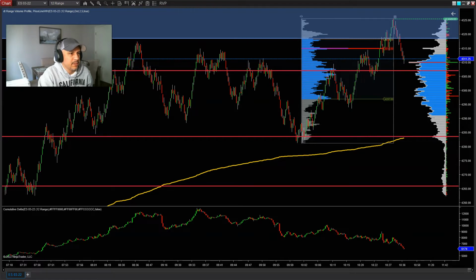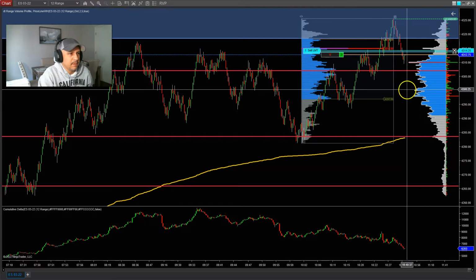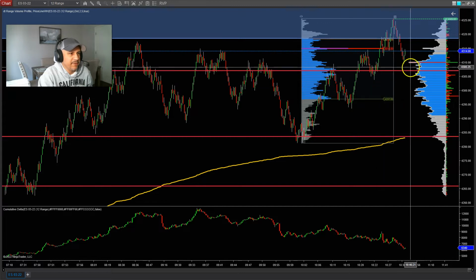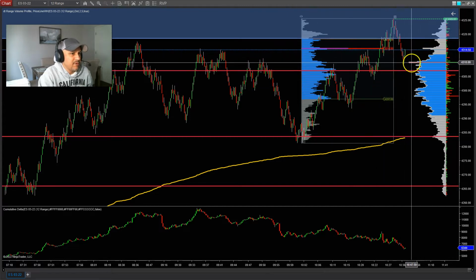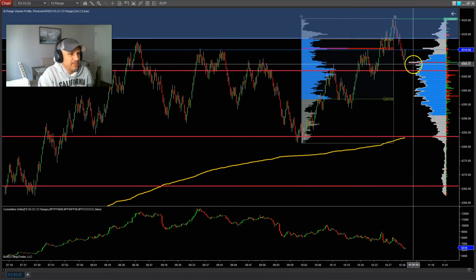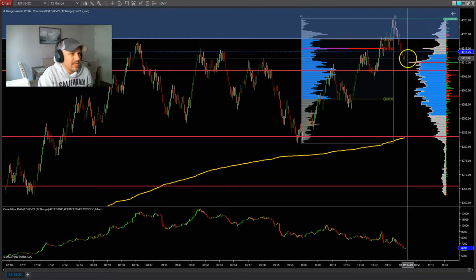Not sure. I was wanting to see it come a little lower. Be careful here, though. Yep, there we go. Got filled there. Price came down to that high volume node right there. This area where I just had it marked off. A few ticks away from the red line I have here, but price reacted right there.